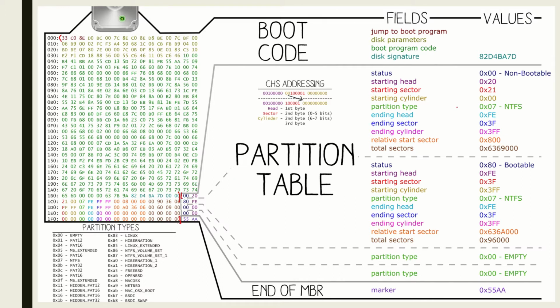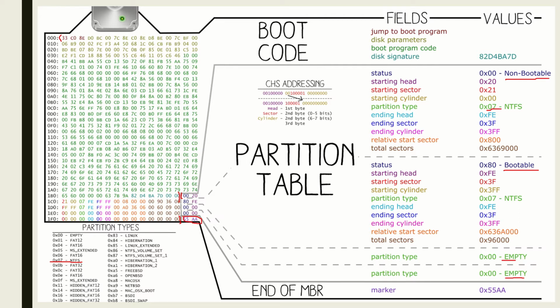The partition table contains the status of the partition. Is it bootable, like the second partition here, or non-bootable, like the first partition here? You can see the starting head, sector and cylinder for this partition, where it is located on the disk. Then the partition type, the value is 07, which means it's NTFS. The third partition is empty. The fourth partition is empty. Then the number we talked about for the validation check is located here, the last 2 bytes.